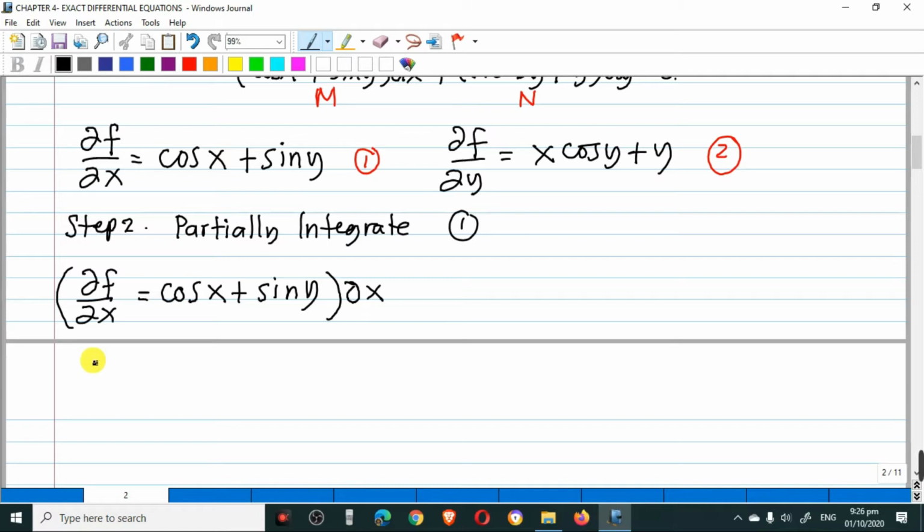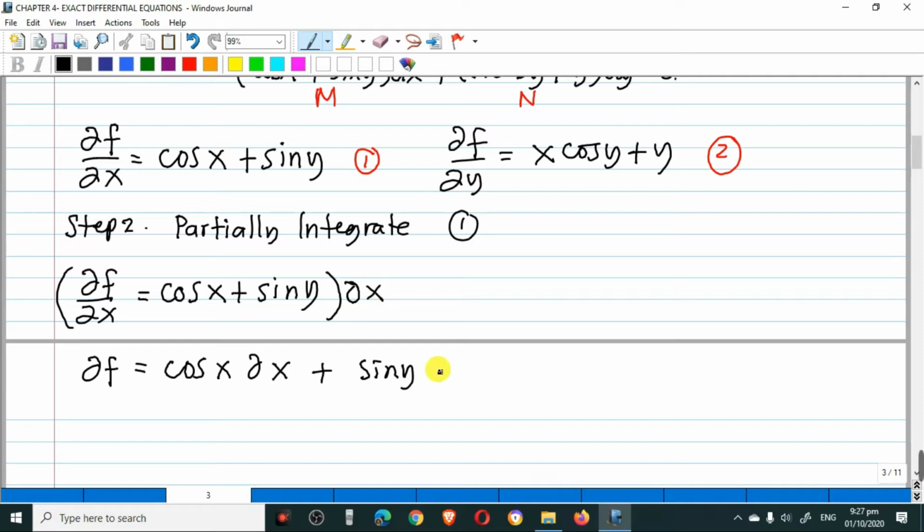So this now equals the partial derivative of the function, distributing our partial derivative to our terms. This is equal to cosine of x multiplied by the partial derivative of x, plus sine of y multiplied by the partial derivative of x. This came from equation number 1. Then let us proceed to the integration.